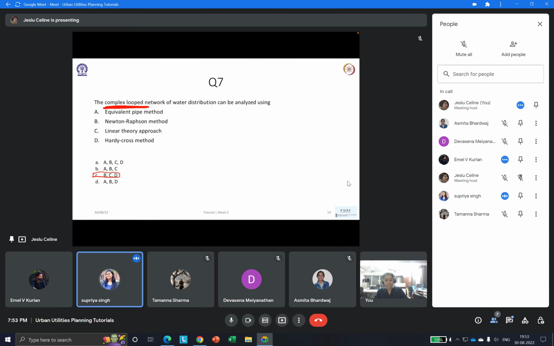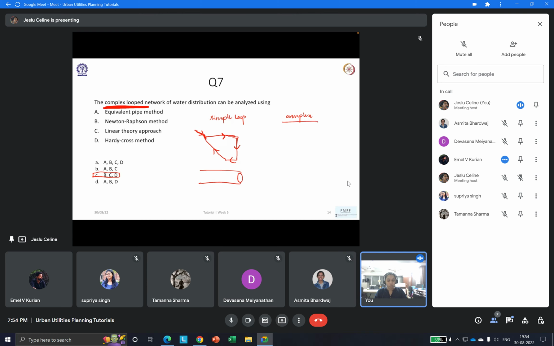So basically, we learned about simple loops and complex loops. A simple loop is something that just goes this way, and then this way. There is not much complication. There is only one loop. So when there is one loop, we can convert this entire loop to an equivalent pipe. That is what the equivalent pipe method does. We will consider the water flowing through this entire loop to be flowing through a linear equivalent pipe.